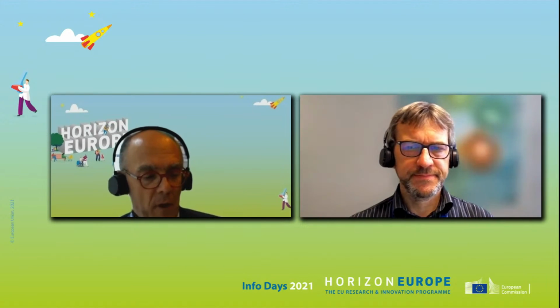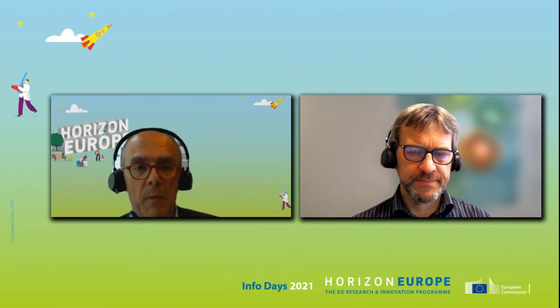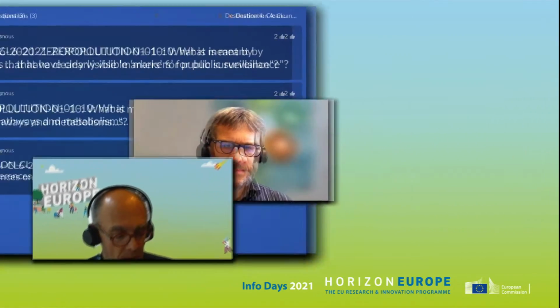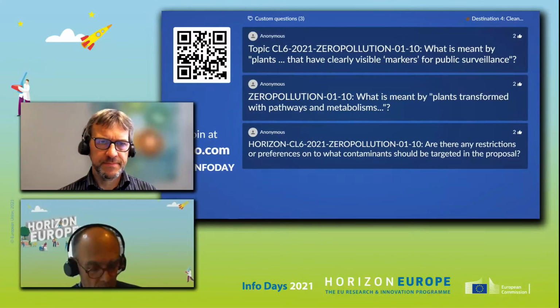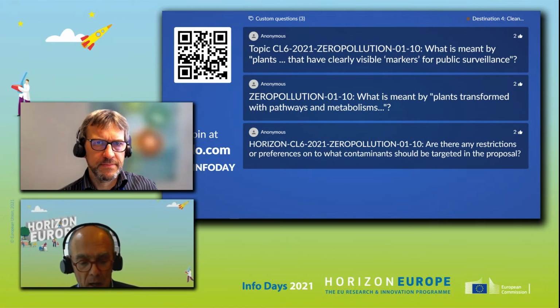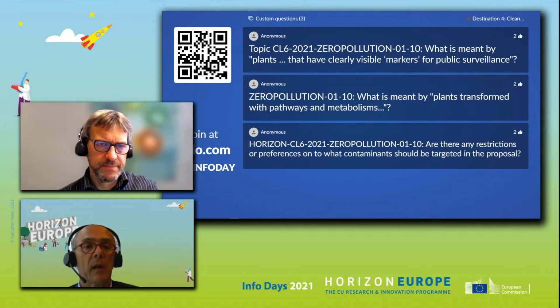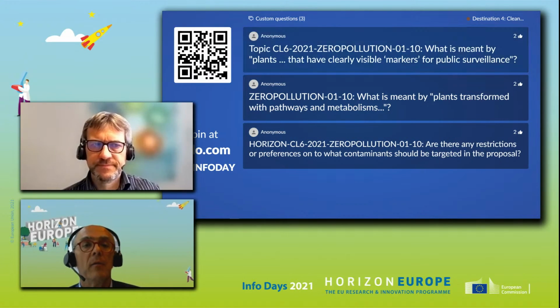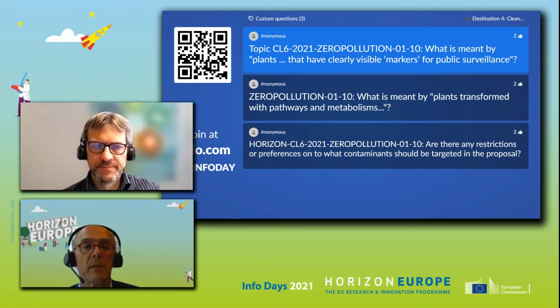Thank you, Thomas. With this presentation, I think we have concluded also the last batch. I would now like to open the floor for questions for the last 2 presentations, 09 and 10. I see we have already a number of questions which are related to topic 10. So the first question is what is meant by plants that have clearly visible markers for public surveillance?